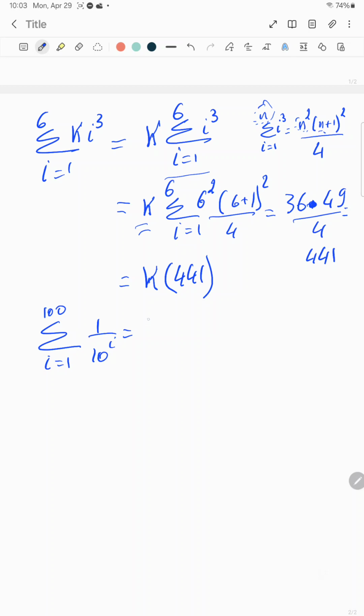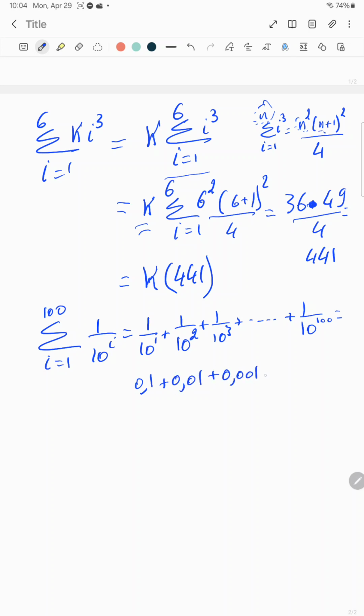So all I have to do is, the first one is 1 divided by 10 to the power of 1, plus 1 divided by 10 to the power of 2, plus 1 divided by 10 to the power of 3. And I'm not gonna do it till 100. I will see if I can find a pattern to find my sum. So the first one here is 0.1, the second is 0.01, the third is 0.001, and the fourth I will have 3 zeros and 1.